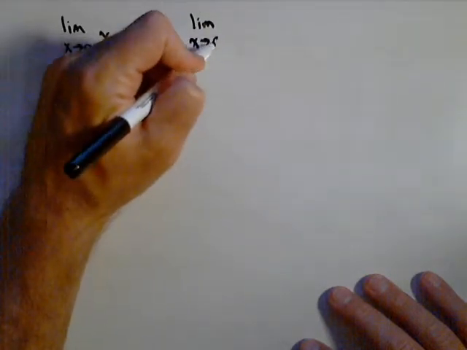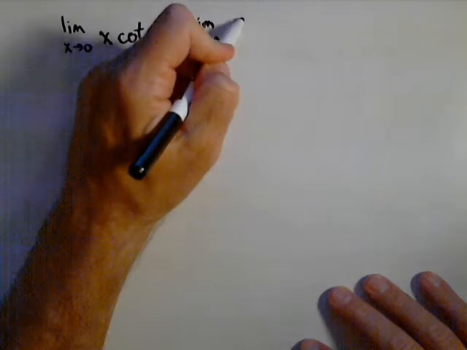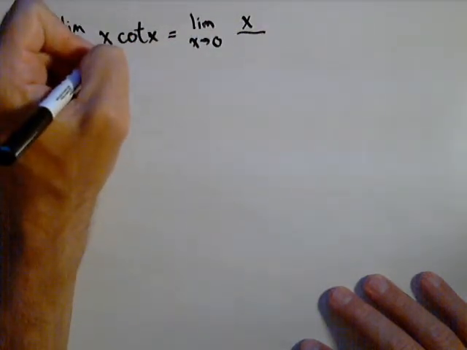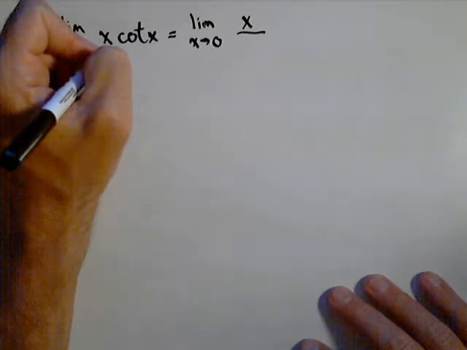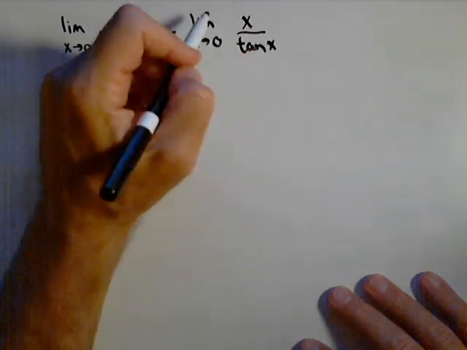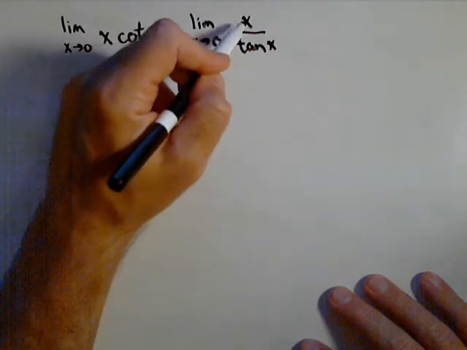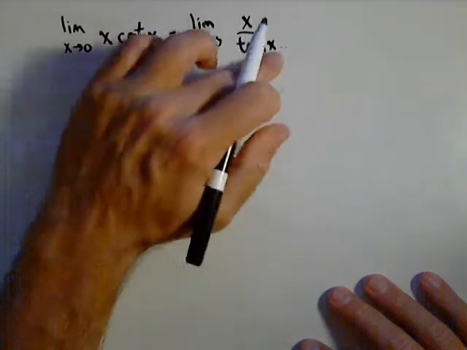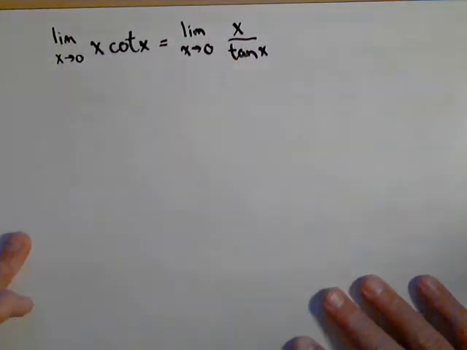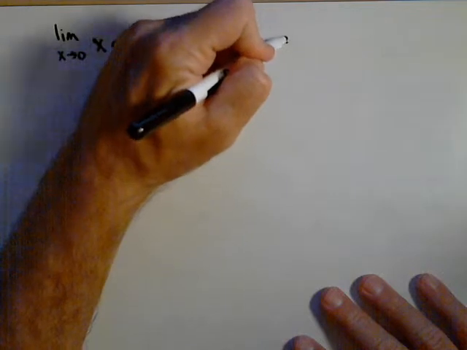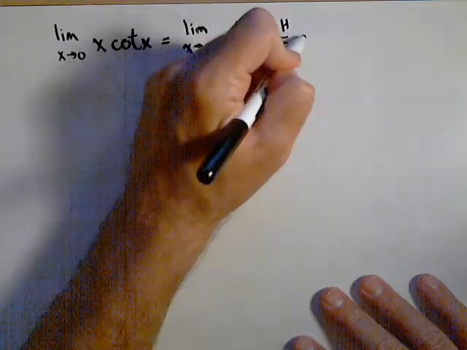So the limit as x goes to 0 of, let's rewrite it as x over, I'm going to put this in the bottom, which would be 1 over cotangent x, or tangent x. Because tangent of 0 is 0, I now have my 0 over 0 case. So now, in my 0 over 0 case, I can apply L'Hopital's rule.